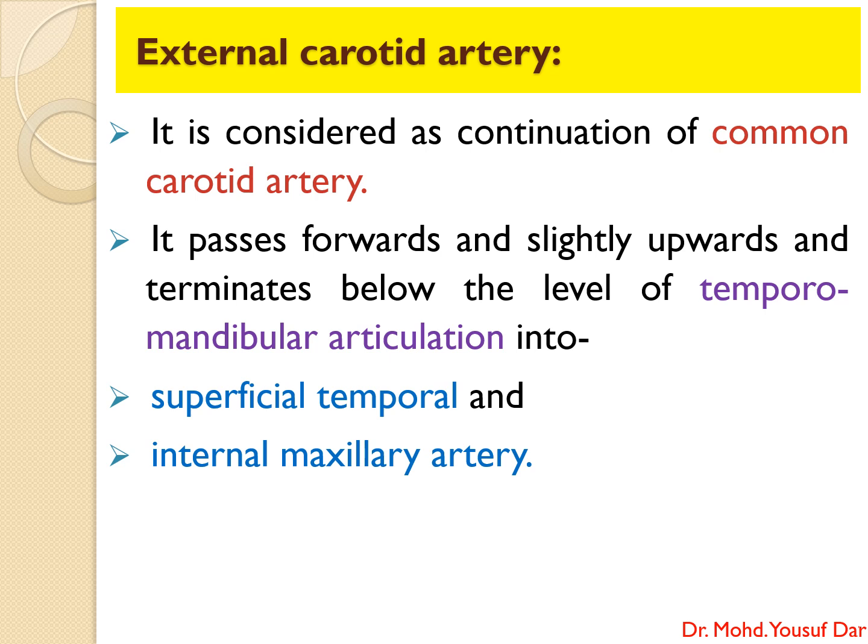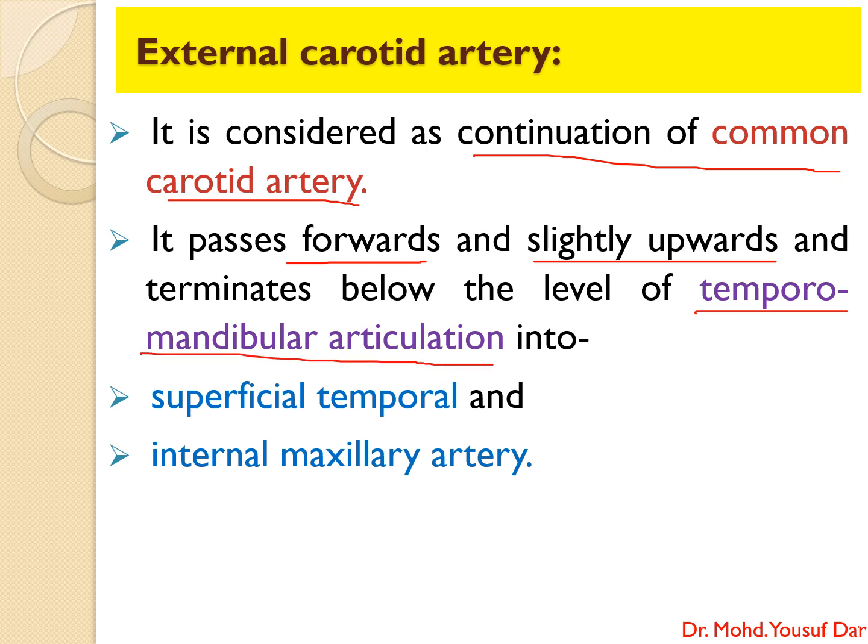Now, next is the external carotid artery. It is generally considered the continuation of the common carotid artery. The external carotid artery passes forwards and slightly upwards and terminates below the level of the temporomandibular articulation. So where does the external carotid artery terminate? Just below the level of the temporomandibular articulation. Into what? The superficial temporal and internal maxillary arteries. The superficial temporal artery is a small branch, and the main continuation is the internal maxillary artery.